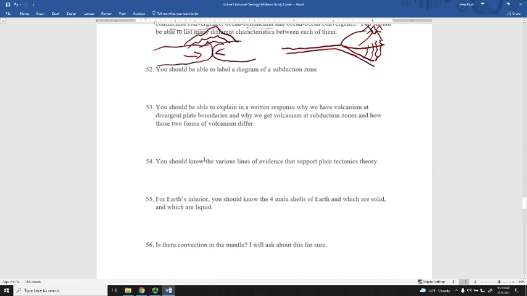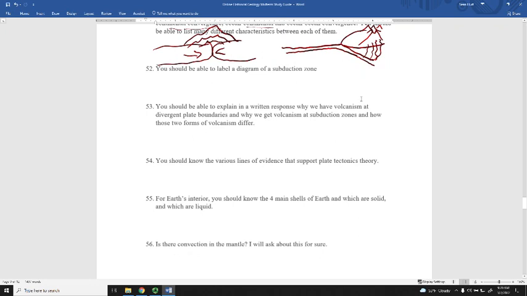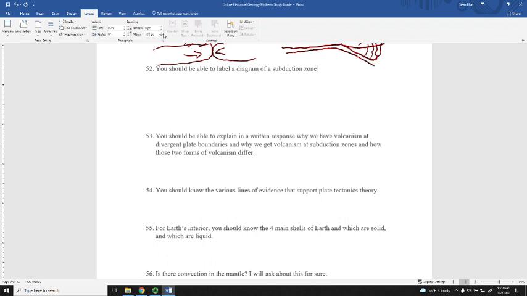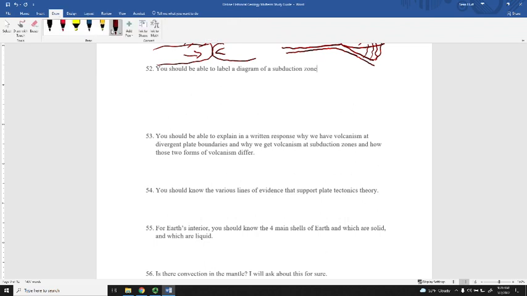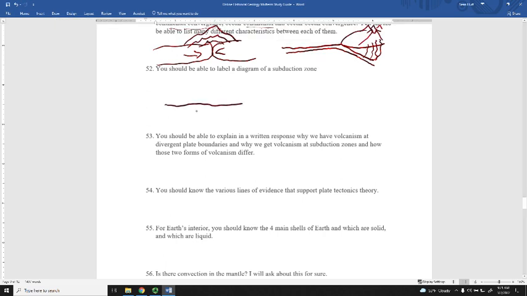You should also be able to label a diagram of a subduction zone. Again, I'm going to give myself some room so I can do this for you. Now, you're not going to have to draw this on the actual assignment, on your test. But you might have something that's labeled already, like A, B, C, D, and you have to identify which each feature is. Okay, so this is what a subduction zone looks like.